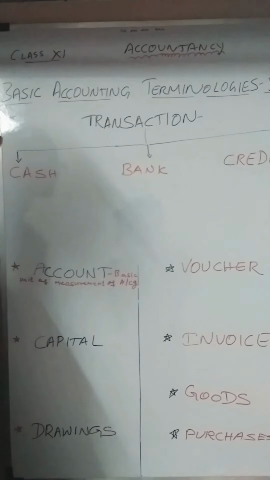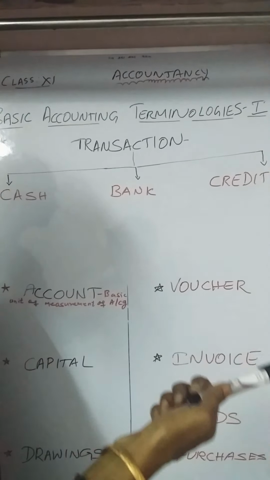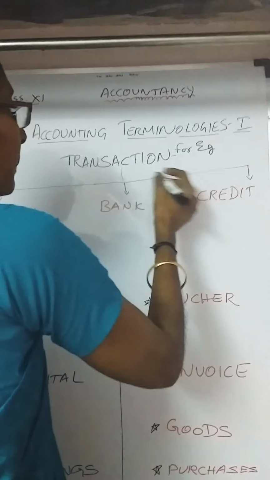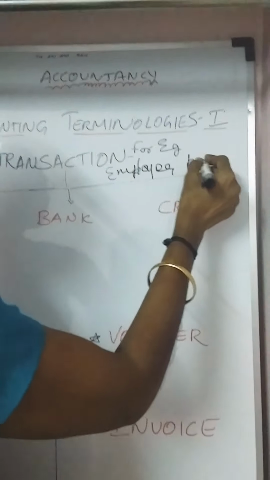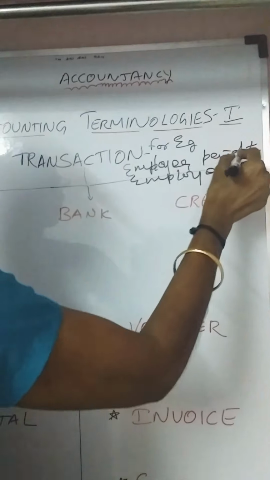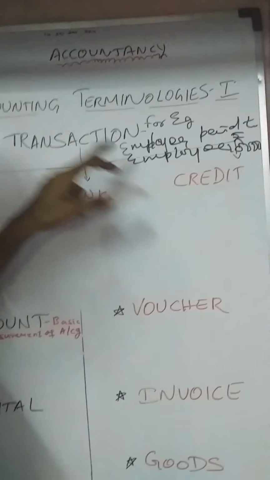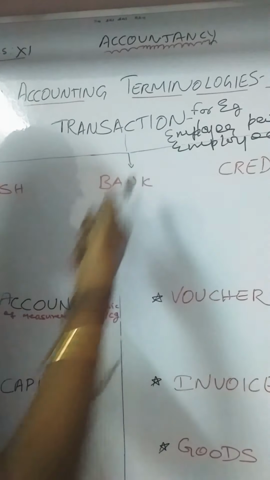The term number 1 is transaction. An activity which involves a transfer of goods and services from one person to another person is a transaction. For example, let us say the employer paid salary to the employee, rupees 10,000. So the transaction takes place between the employer and employee. So this is termed a transaction.